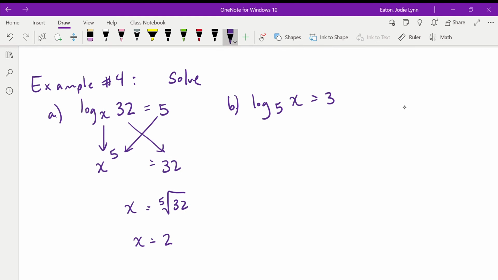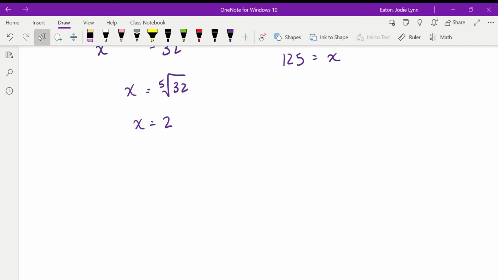Log base 5 of x equals 3, same. We can use our little arrows. So 5 to the 3 equals x. So 125 equals x. So log base 5 of 125 equals 3. And it's really good to keep this in your head. Log base 5 of 125, remember, means what power do I have to raise 5 to, to get 125?